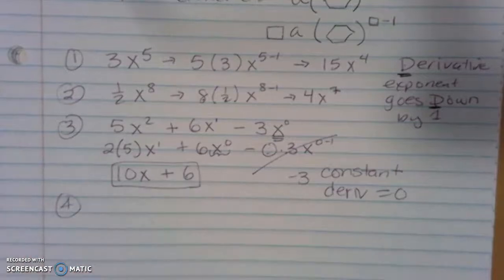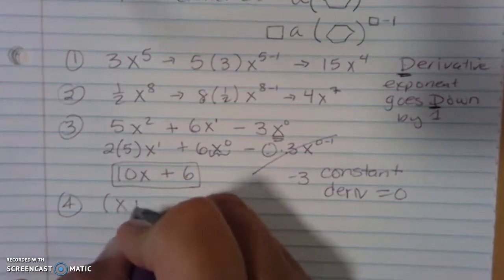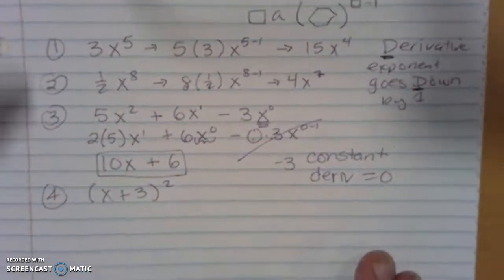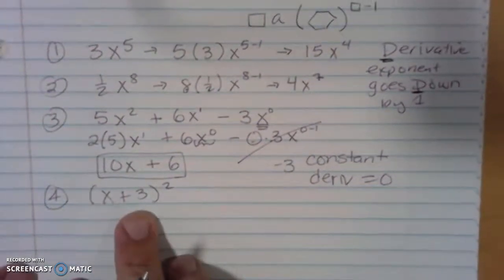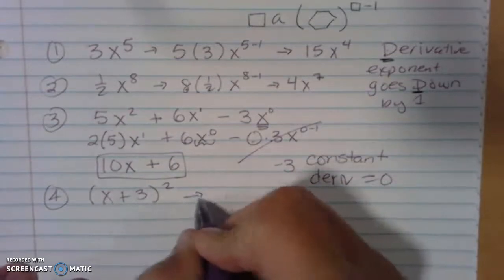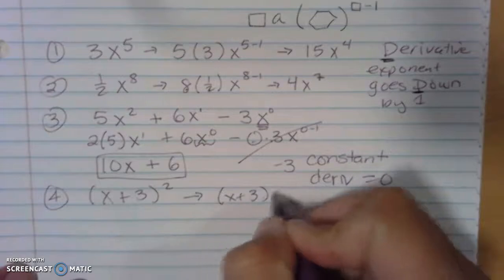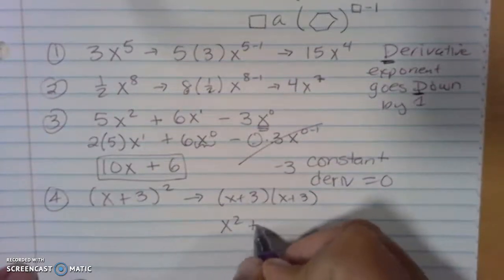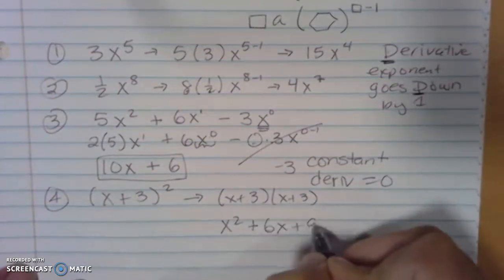Okay, let's do another example. How about something like this? x plus 3 squared. Now, not until the next video are you going to know a shortcut for this. But for now, on this worksheet, you need to factor this, or like multiply this all out. We all know that this is really x plus 3 times x plus 3. And when you multiply that out, you get x squared plus 6x plus 9.